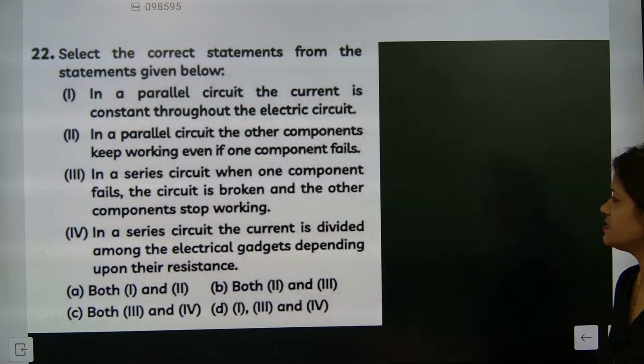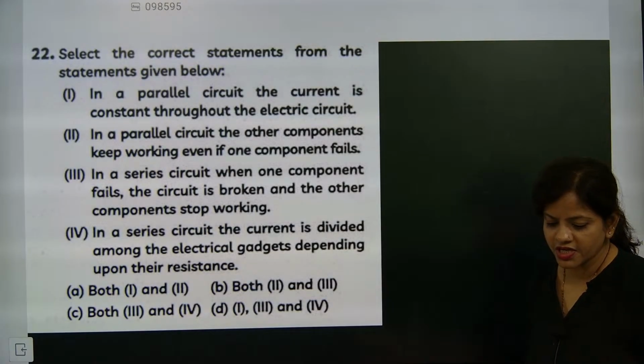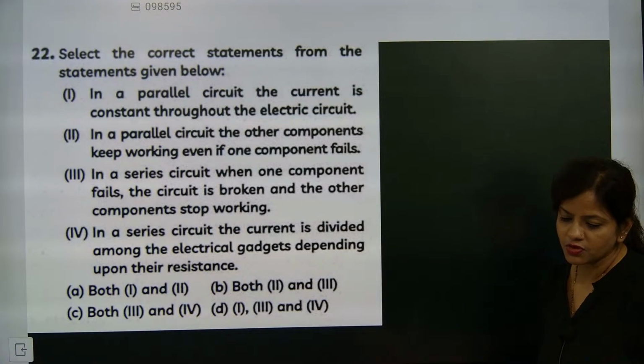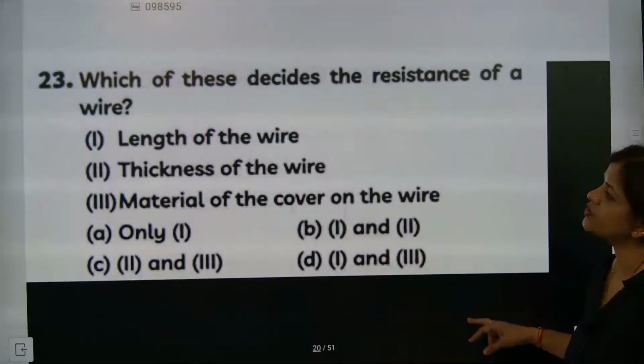In a series circuit, the current is divided among the electrical gadgets depending upon their resistance. Fourth one, check nicely. But the fourth one is not the correct one. So B is the answer. Super. B is the answer. Go for this question, please.